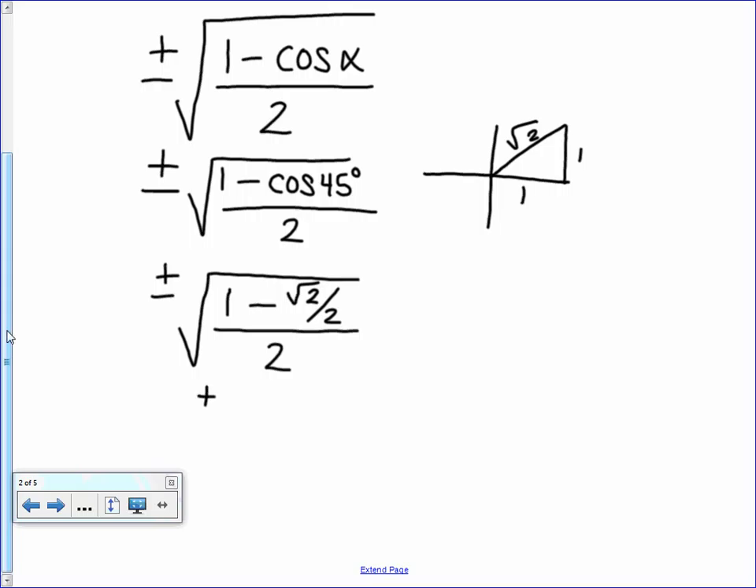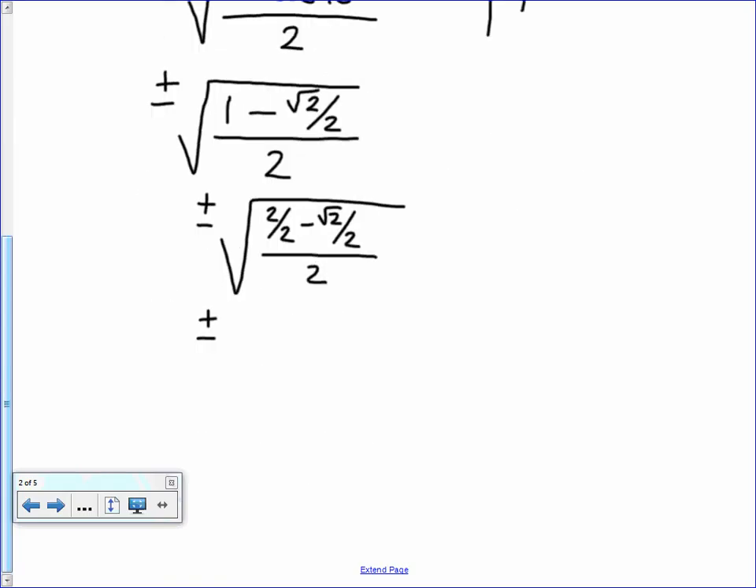Okay, here we go. Plus or minus the square root. I need to find a common denominator in the numerator. Isn't it going to be 2? So isn't my 1 going to change to 2 over 2 minus the square root of 2 over 2, all over 2? Which makes plus or minus the square root of 2 minus the square root of 2 all over 2. I just put my numerator together. Still all over 2.